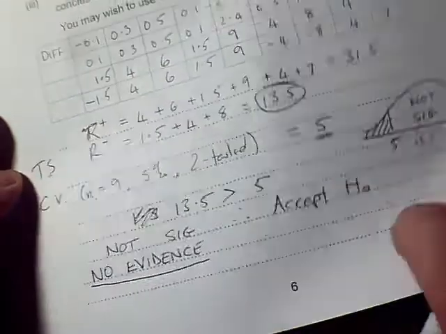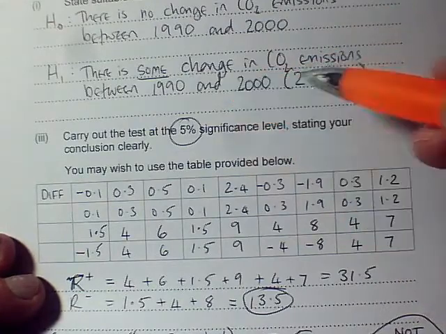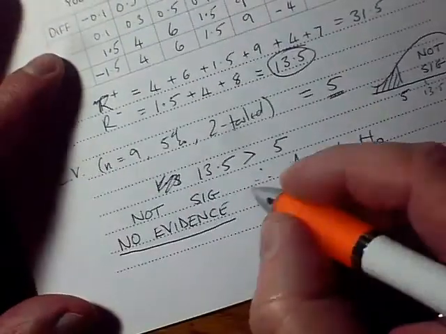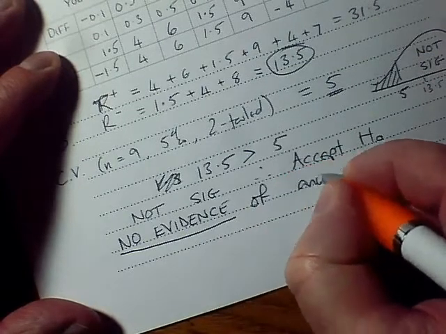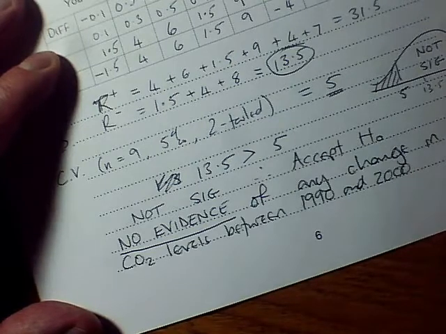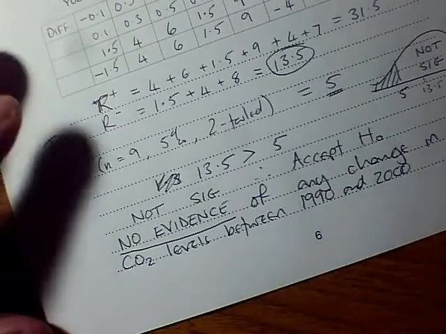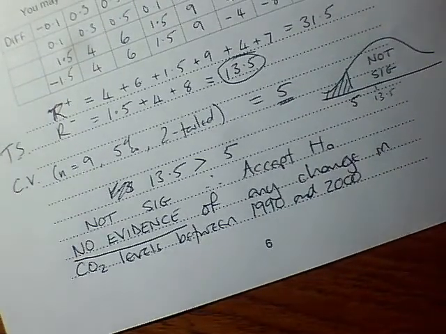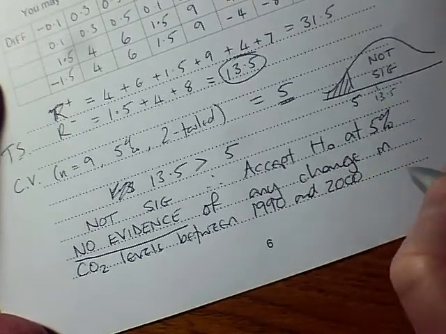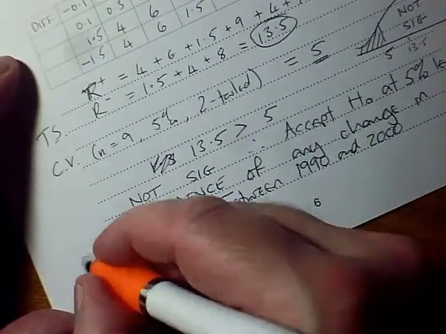So in order to reject H0, I'd need evidence for H1, which is that there's some change. Well, we've got no evidence of that, so therefore we can write down there is no evidence of any change in CO2 levels between the dates. There we go. Now we're kind of done, but actually when we're stating our results in statistics, we should be very clear about the significance level we use, which is 5%. So I can put in my 5% level, and I can start with my conclusion.